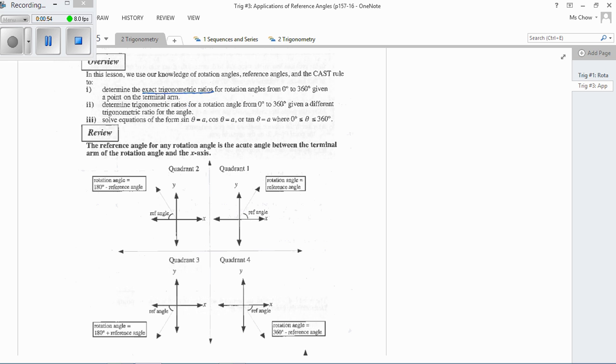So take a moment and hit pause and review what each of your rotation angles are and how that relates to the reference angles in each of the quadrants, as well as what that means for the CAST rule. The CAST rule tells us in which quadrants the ratios will be positive or negative. So just hit pause for a moment and read through the review notes.